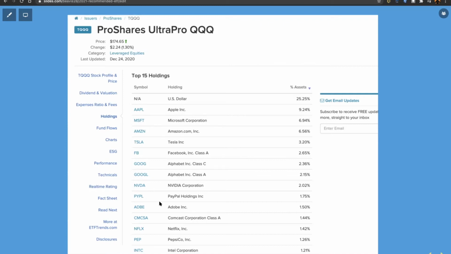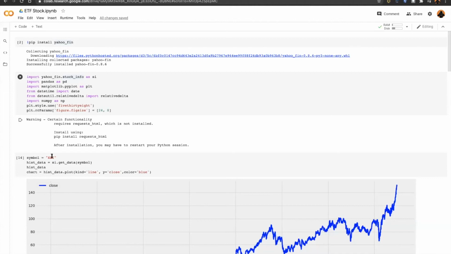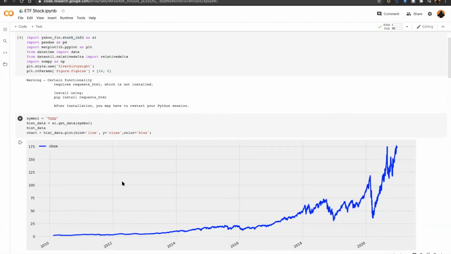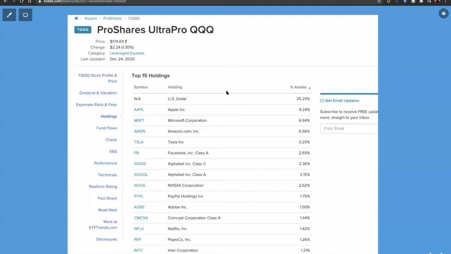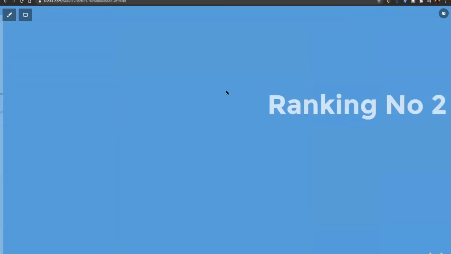It's the same structure as the QQQ. Apple, Microsoft, Amazon, Tesla, Facebook, all of them are growing this year. The TQQQ, let's check this history. So it's just growing. I think this year is significantly growing, and even compared to the last 5 years, this year is a huge change. So that's one of the main reasons why this one is popular.